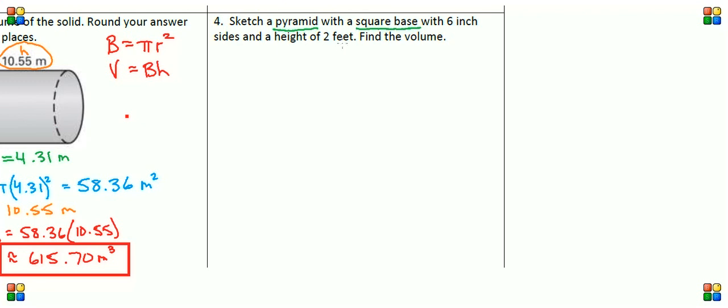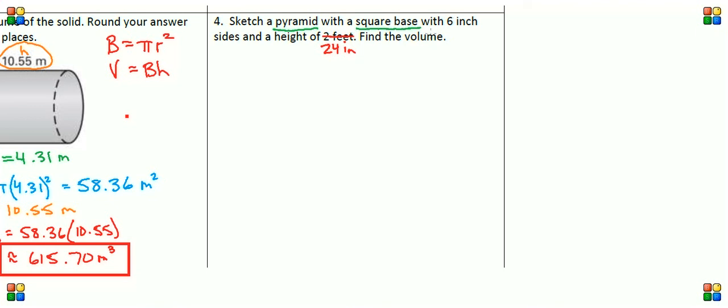Now class, you don't want to draw a diagram with different units of measure. So because we know the edges of the square base are 6 inches and the height is 2 feet, let's go ahead and revise this. We don't want to use 2 feet. Let's use 24 inches. Since a foot is 12 inches, 2 times 12 is 24 inches. So let's use that. We don't want to mix units of measure. We'll end up with wrong answers.